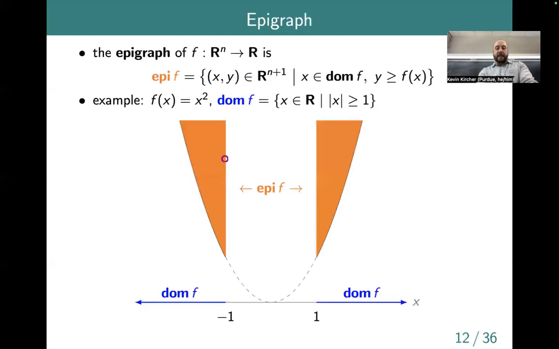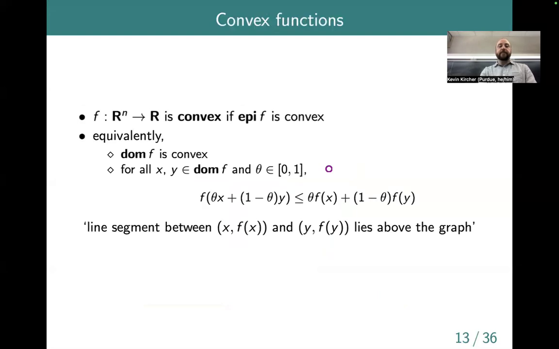Okay. And so that actually is where we fail here. So x squared is a convex function. It's kind of a canonical convex function. It's just a bowl-shaped thing. But because we restrict the domain to this non-convex set, the set of x for which the absolute value is greater than 1, we get that the epigraph is in fact not convex, right? Even though x squared is a bowl-shaped thing. Okay, so we need the domain of the function to be a convex set.